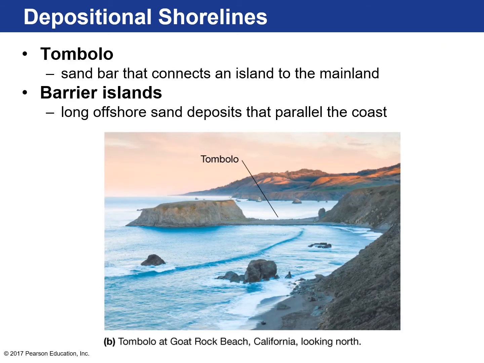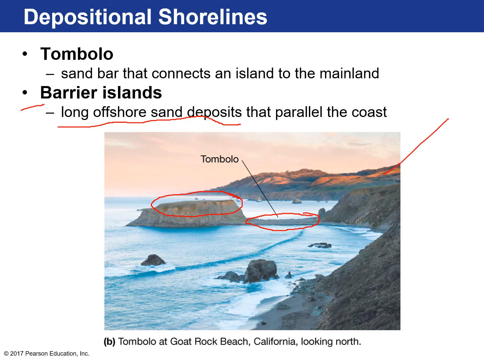Okay, on depositional shorelines, you can often find tombolos. Okay, tombolos are an area here. Oftentimes they're only exposed during low tide, and they're typically behind maybe like a sea island or something like that. And then, like I said, barrier islands, those are long offshore sand deposits, and those are parallel to the coastline.